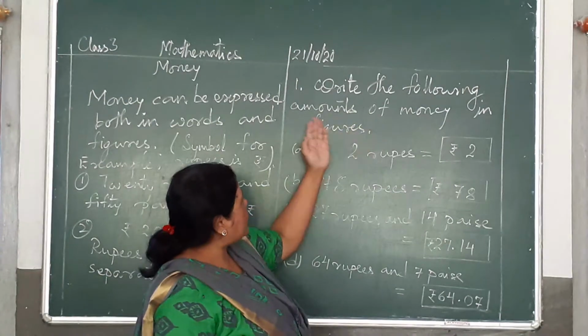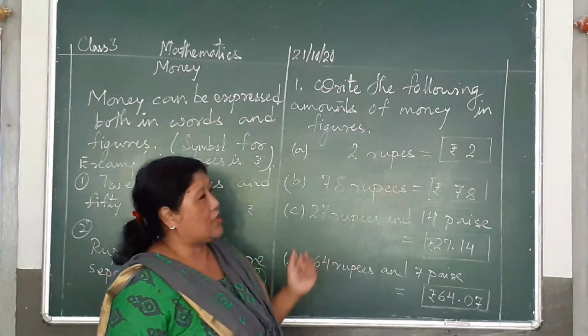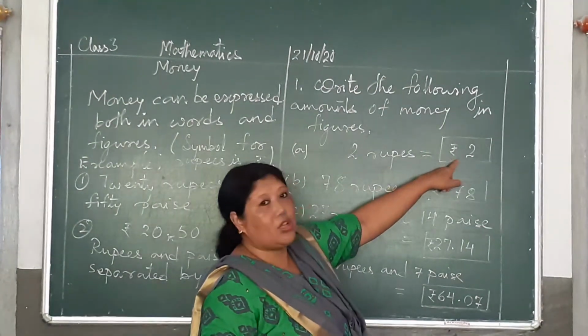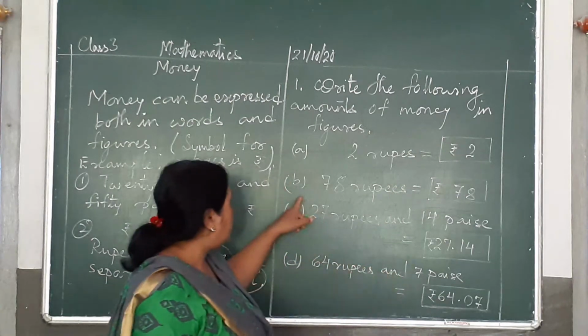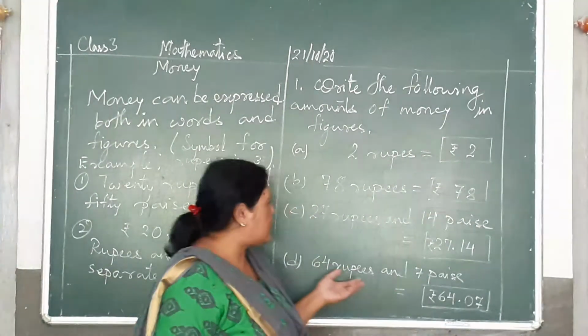Now write the following amounts of money in figures. These are in words. How to write 2 rupees? You'll write this symbol and 2, just 2. Then number B, 78 rupees. Like this. It's easy, isn't it?